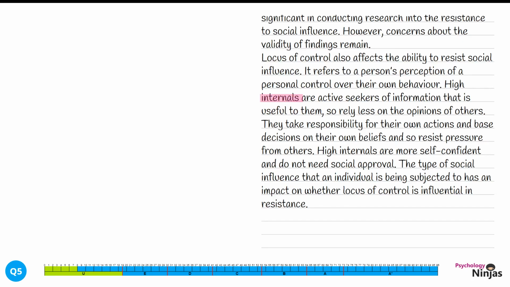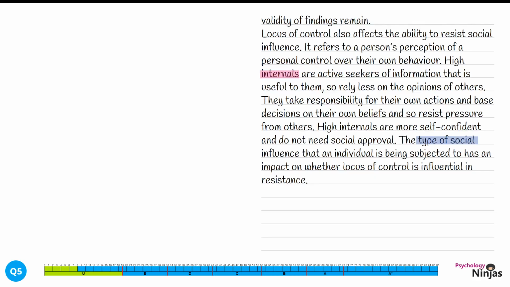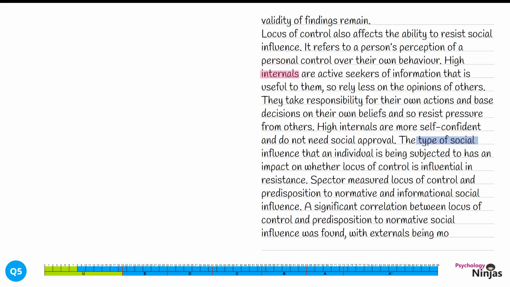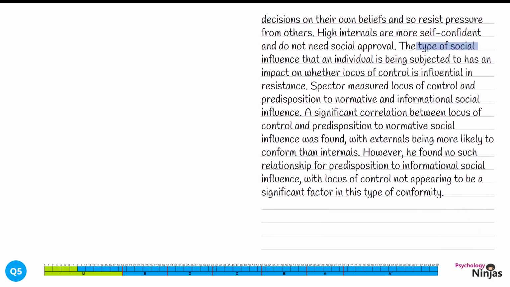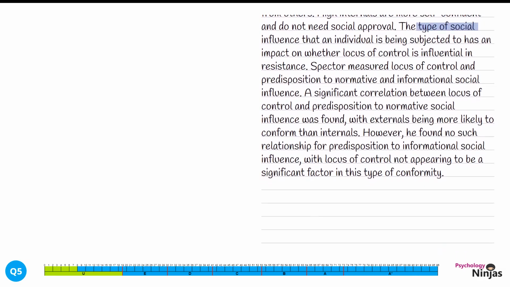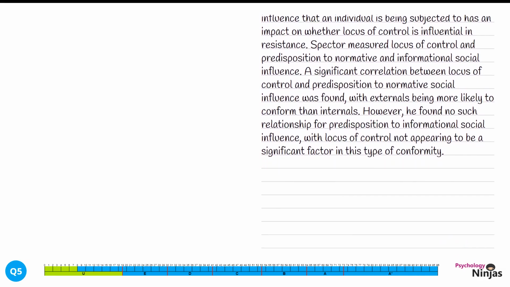Here we're talking about the type of social influence being most significant in whether locus of control has an impact or not. We're going to explain this factor with research. Spector measured locus of control and predisposition to normative and informational social influence. A significant correlation between locus of control and predisposition to normative social influence was found, with externals being more likely to conform than internals. However, he found no such relationship for the predisposition to informational social influence, with locus of control not appearing to be a significant factor in this type of conformity.